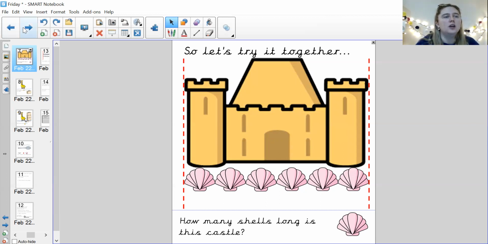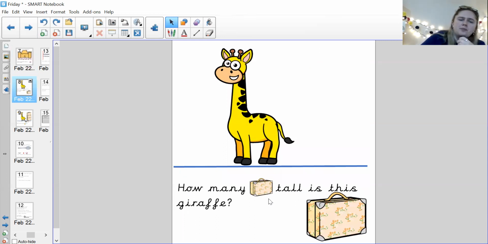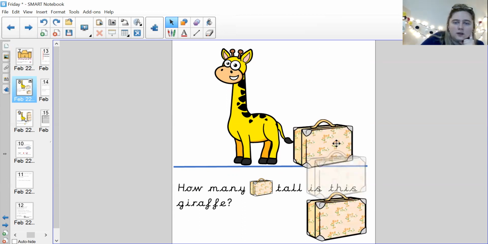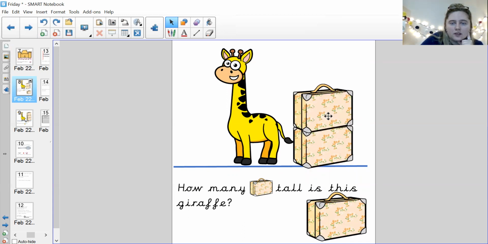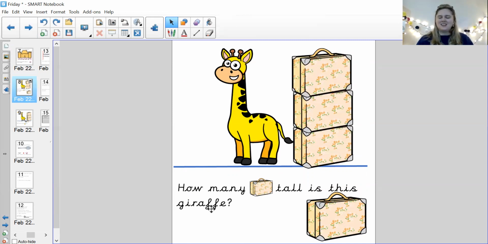Fantastic. Okay, let's try it with a different one. So, how many suitcases tall is this giraffe? Let's find out, shall we? So we line up our suitcases. Make sure there's no gaps. 1, 2, 3. So what would our stem sentence be for this one? Can you have a think? Maybe tell me? Well done. Okay, my turn. The giraffe is 3 suitcases tall.